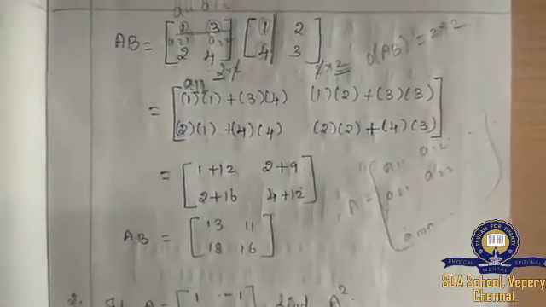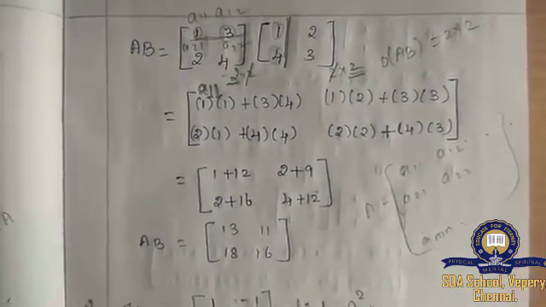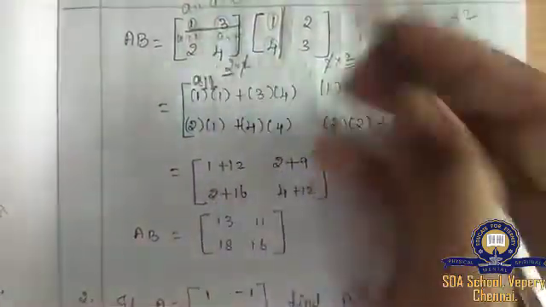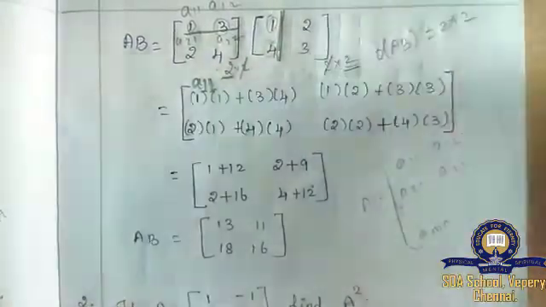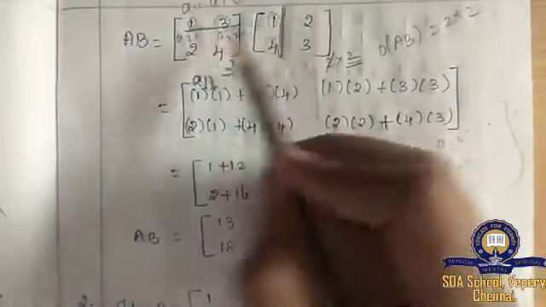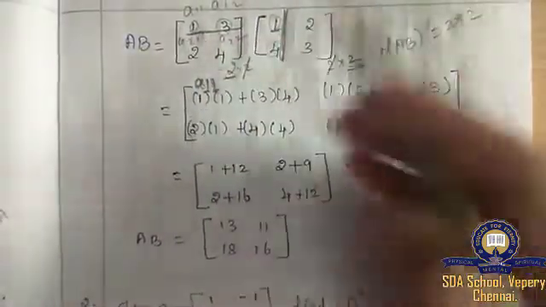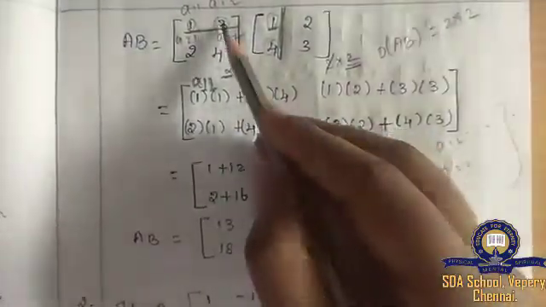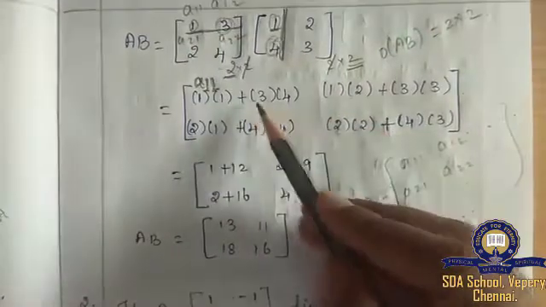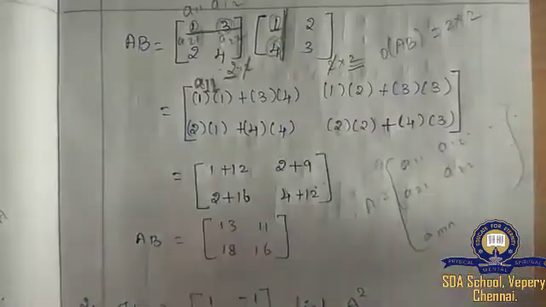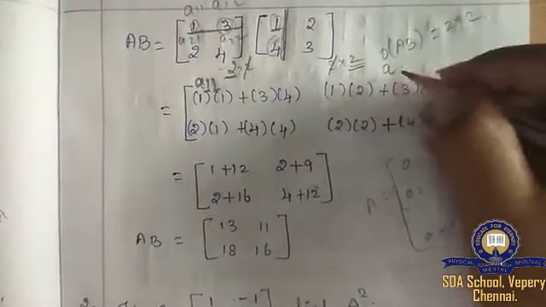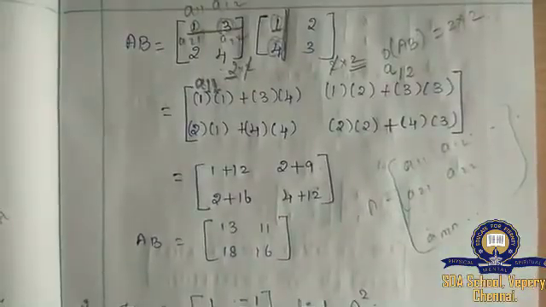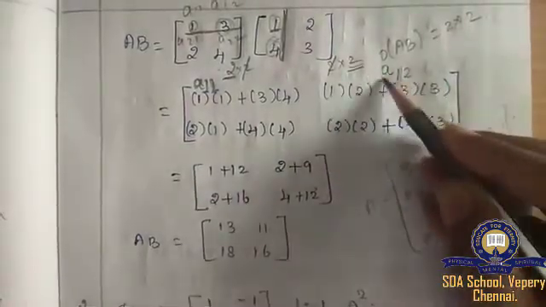So for the first element, what we have to do is multiply the first row of the first matrix with the first column of the second matrix. Corresponding elements: the first element with the first element. What will be your answer? 1 into 1 plus, the second element with the second element, 3 into 4. Let's move on to the second place. This is the first row and second column, that is A12. Here I am going to fill the first row and second column element.